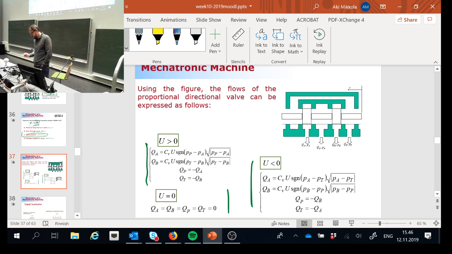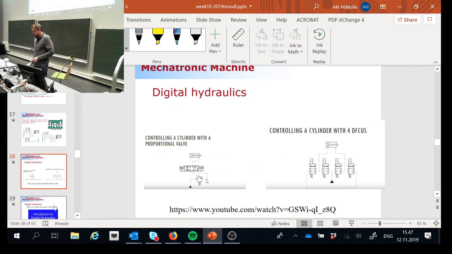So it's not necessarily really the case. But now, something that I feel is quite interesting is that there's an idea to replace this type of directional valves with digital valves. And I would like you to learn what digital valves are, if you're not aware of that prior to this lecture. But the idea is very simple.